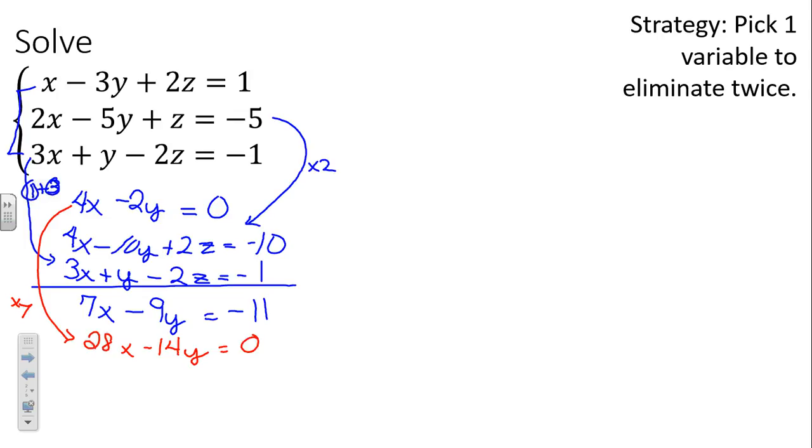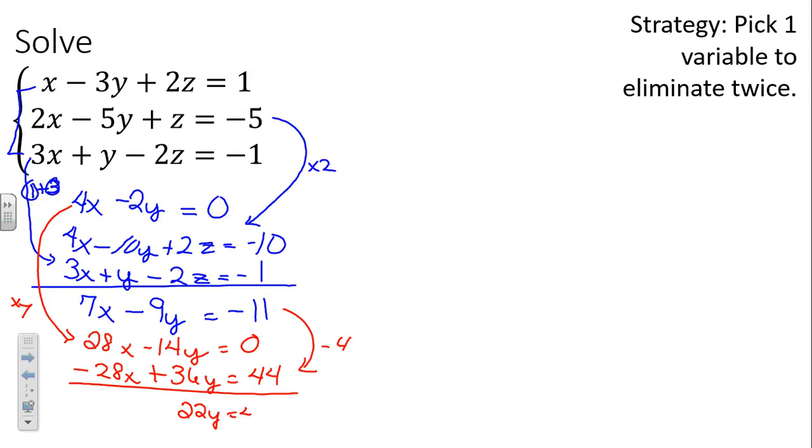And then we're going to take this one times what? Not a positive 4, a negative 4. Okay, so we're going to get a negative 28x plus 36y equals a positive 44. These are gone. 36 minus 14 is, so 22y equals 44. And what's y? Y is 2.